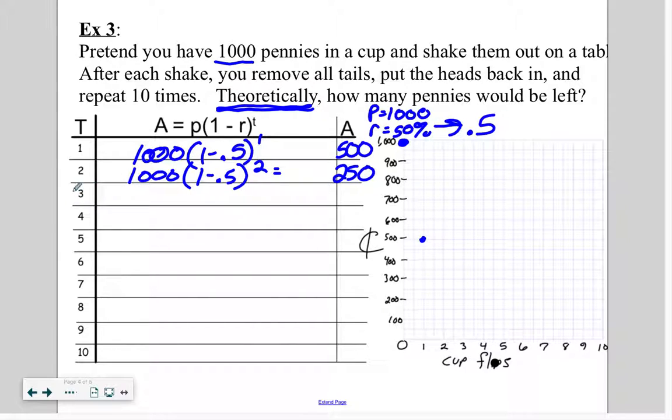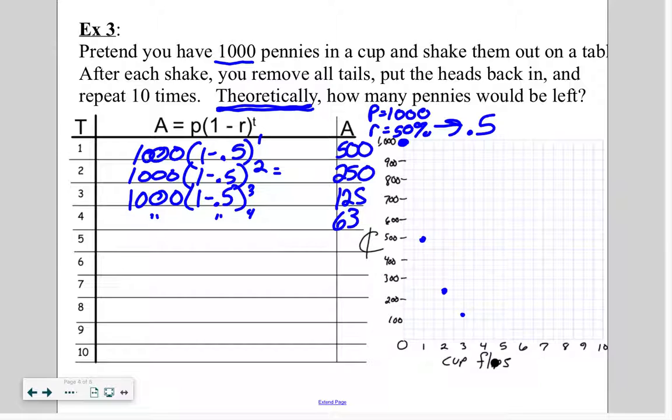What if we skipped right to 3? If I started with 1,000 pennies and I play this game 3 times, I do 3 dumps of the coins, how many would I have left? Well, it would be half of that. When you punch this into your calculator, you should get 125. So after 2, it was 250. And after 3 cup flips, it's 125. And you can keep on going with this, just keep on changing your exponents. But now when you take 125 and you divide it by 2, you get 62.5.